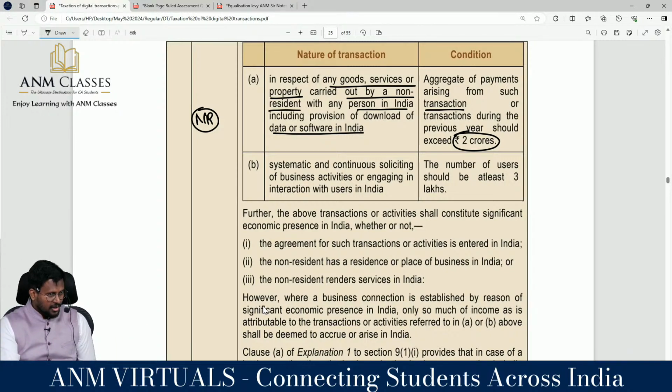Are you all ready with me? Once the income is accrued in India, the provisions of 165 or 165A will be applicable.